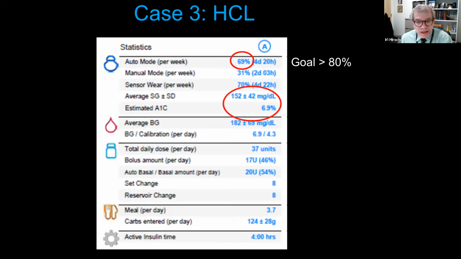What I also see is that, again, this would be GMI now, not estimated A1C. That just changed this year, but it was 6.9% with an average of 152. That's actually pretty good.